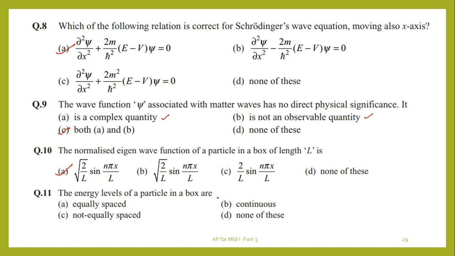The energy levels of a particle in the infinite 1D box are not equally spaced. Only the harmonic oscillator has equally spaced levels, and when it comes to continuous energy, there is no role of continuous energy in quantum. Today's class, and these are the objectives.